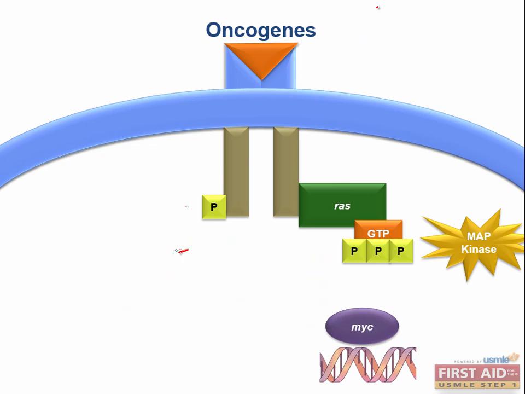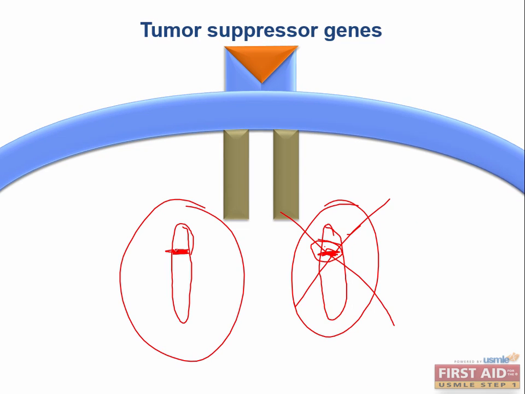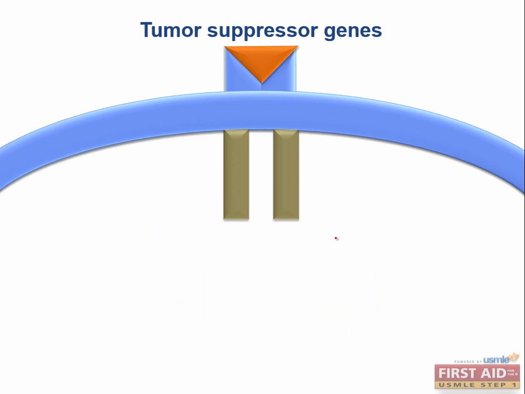You still have that one that's going to be suppressing the transformation of neoplasias. So you need to take out both genes for cancer to develop in the case of tumor suppressor genes. Does that make sense? You only need one mutation for oncogenes and two for tumor suppressor genes. Very good. Now that we got that sorted out, let's keep going with tumor suppressors.